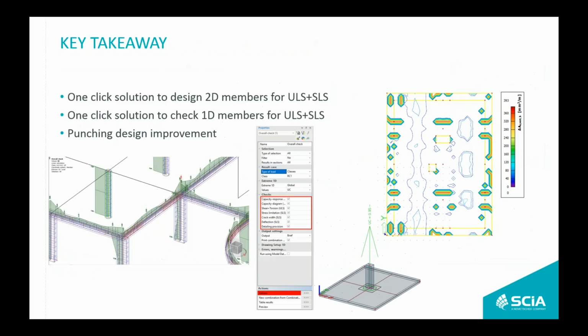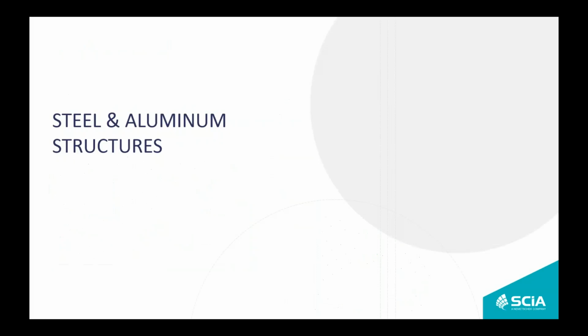To wrap up the concrete topic of this presentation, currently we have a one-click solution for concrete in both 2D member design for both ULS and SLS together, and also a one-click solution to check 1D members and all the checks that are available there. And the third topic is improvements in punching design. So this is the end of the concrete section, and I hand over to Jaroslav, who will show you improvements in steel and aluminium.